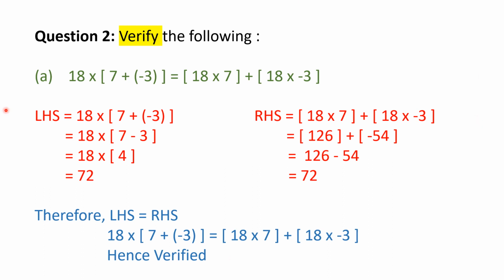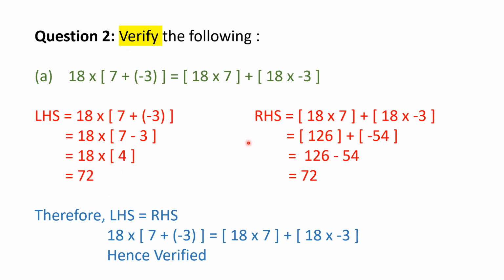Let's see. We have to verify. Verify means we have to check, right? So how do we check? We take the left hand side first, and when we solve the left hand side, notice that there is a bracket here, right? So I take the bracket and solve it first. 7 plus minus becomes minus 3. 7 minus 3 is 4. So 18 into 4 is 72, right?